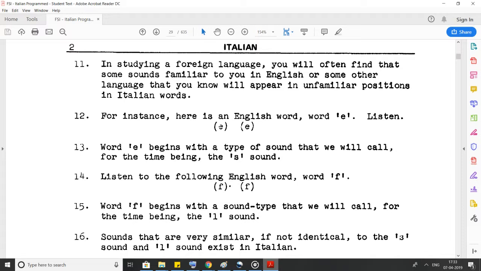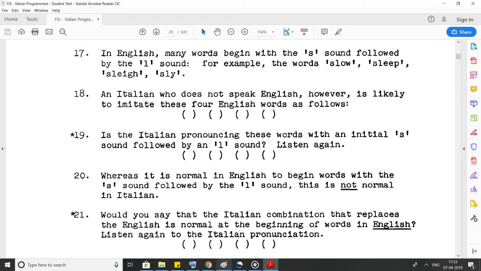Listen. So, so. Word E begins with a type of sound that we will call, for the time being, the S sound. Listen to the following English word, word F. Low, low. Word F begins with a sound type that we will call, for the time being, the L sound. Sounds that are very similar, if not identical, to the S sound and L sound exist in Italian. In English, many words begin with the S sound followed by the L sound. For example, the words slow, sleep, play, fly.